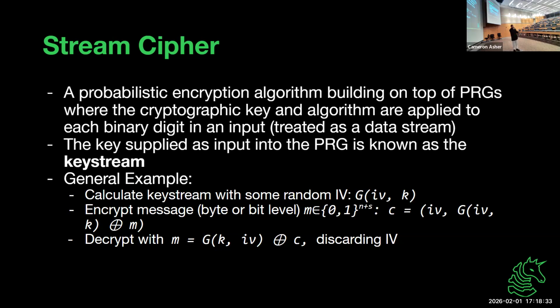Sometimes instead of extending the key, we start with an IV, an initial value, and then we use the key as some kind of input to the pseudo-random number generator. So this is an example where we do exactly that. We use the IV and the key to generate a key stream, and then we XOR that with the plain text to get a ciphertext, and we can decrypt it in the same way.